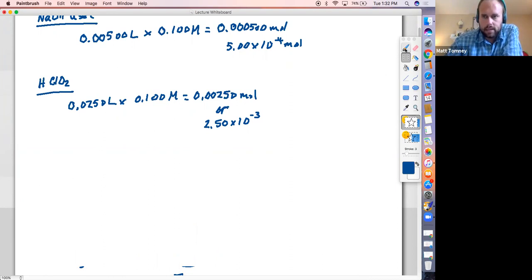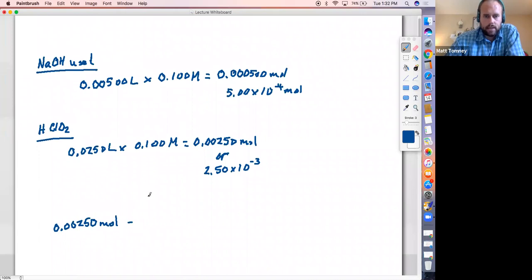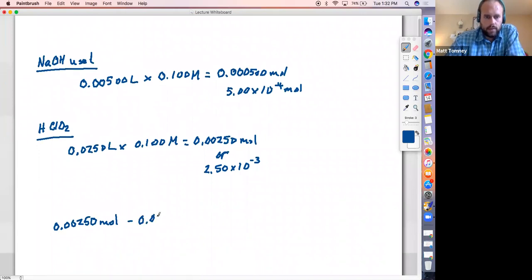Well, to do that, I need to take the initial amount of acid. And how much do I remove from it? It's the amount of sodium hydroxide that reacted. So it's going to be the 0.000500 number. Okay. And this is going to give back the amount of the chlorous acid that is still in solution.